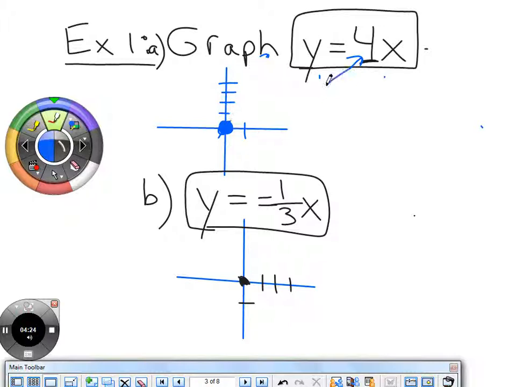So always look at the number that's right in front of the x, and that's the slope, and it's also the k. Okay, so I'm going to call it the slope for right now, because that applies for the whole chapter. So that's the slope, which is also the k.